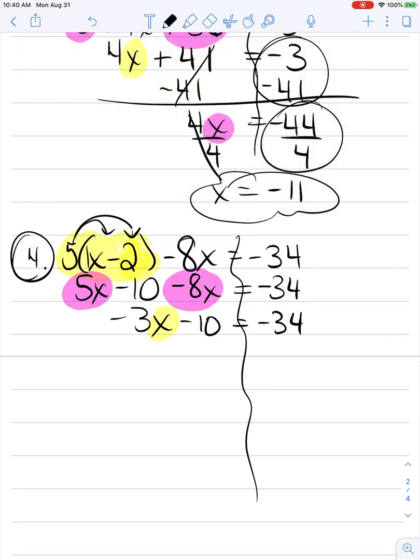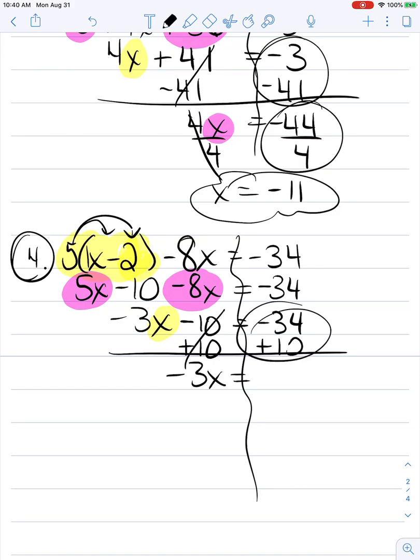Now I notice I have a two-step equation, so I isolate the variable first by adding or subtracting. I have a minus 10, so I'm going to add 10 to both sides. Do the opposite. Negative 3x equals, these signs are different, so I'll subtract and keep the sign of the bigger number, which is negative. And then last but not least, I do notice I still have a times negative 3 hanging onto my letter. So I'm going to divide both sides by negative 3. So x equals positive 8.